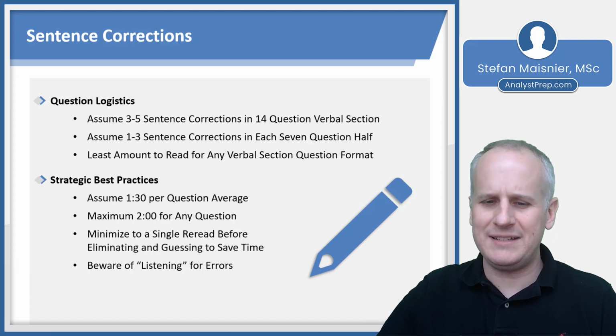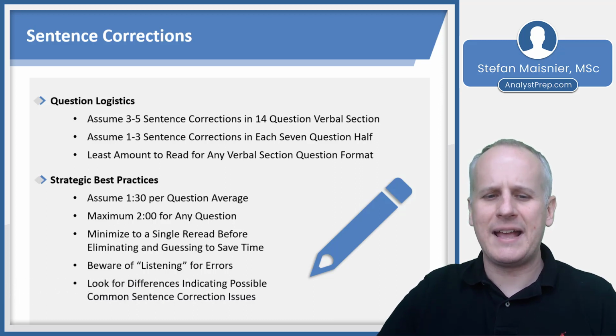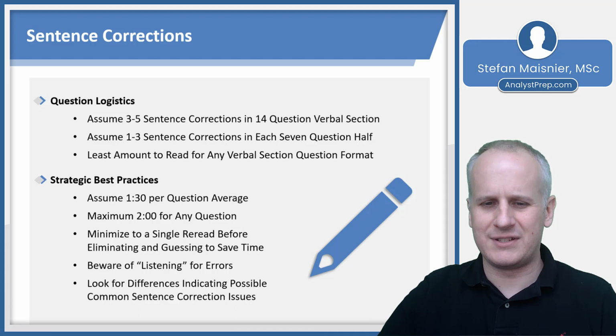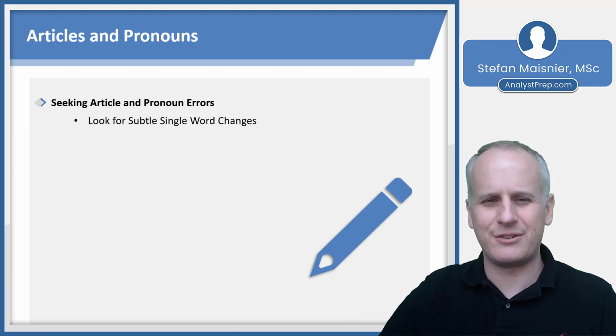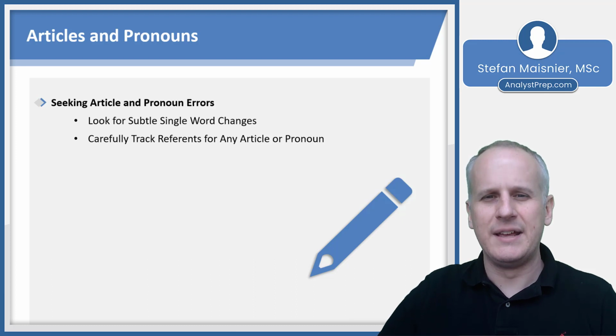Do beware of listening for errors because, unfortunately, most people's so-called ear for English is not necessarily that great. You want to instead look for differences indicating possible common sentence correction issues, such as those involving articles and pronouns. So, to seek article and pronoun errors in the Executive Assessment, first you want to look for subtle single word changes. You'll also want to carefully track your reference for any article or pronoun introduced in the sentence as written as soon as it appears in the underlined section.